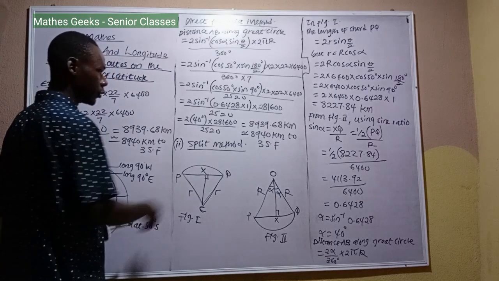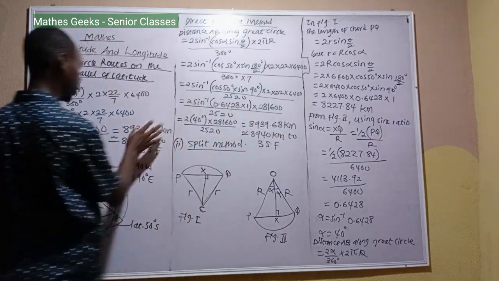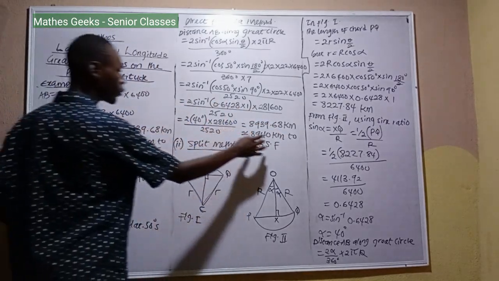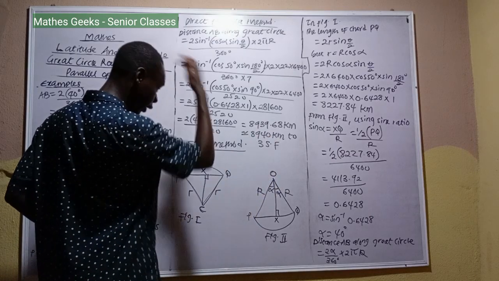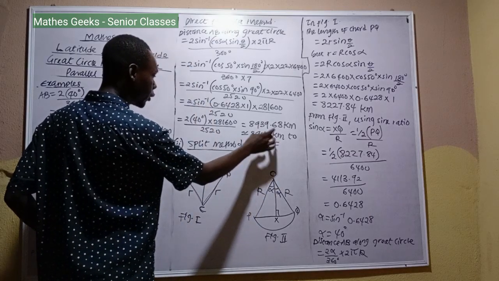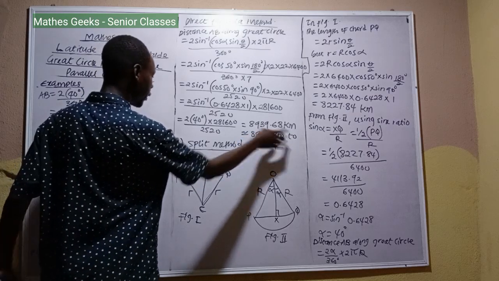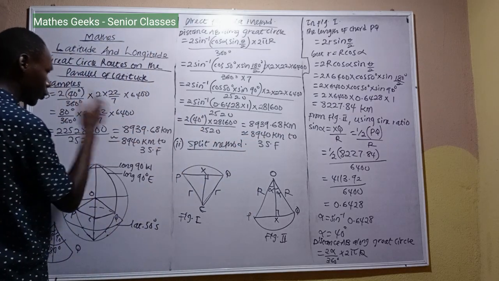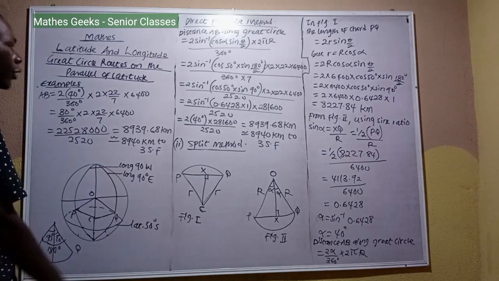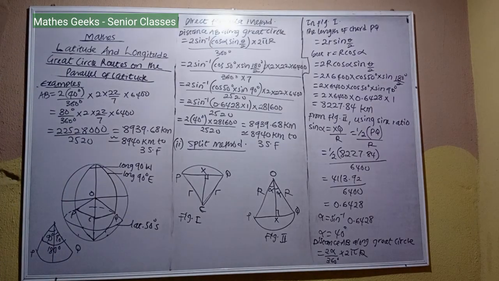So let's look at this. What we have here is the same as what we have here. When we correct our answers to three significant figures, this is what we have: 8,940 kilometers, and that's also what we have here: 8,940 kilometers. So both methods will give you the same answer, but like I always say, use one of the methods. You are not expected to use the two methods in an examination condition. I just did this for illustration purposes.